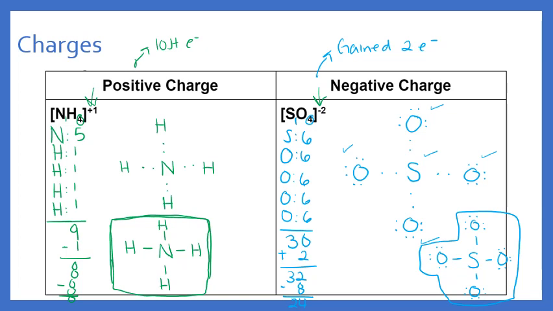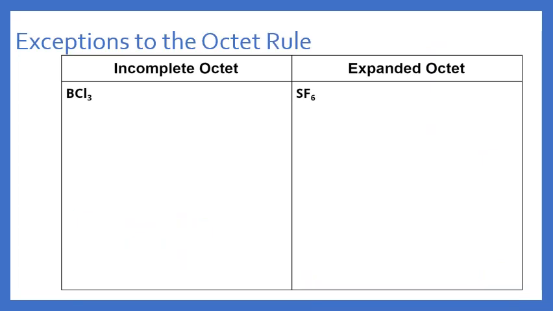Now we're going to dive into some exceptions to Lewis dot structures. Some exceptions are an incomplete octet, which means one of the elements won't have a full octet, so it won't have 8 valence electrons. And an expanded octet means it'll probably have more than 8 valence electrons. So let's look at these examples.